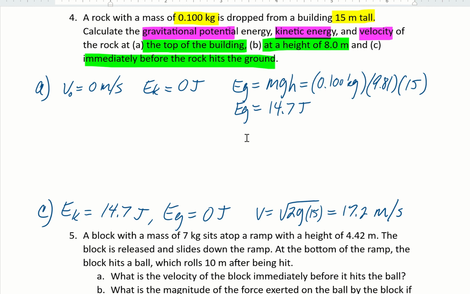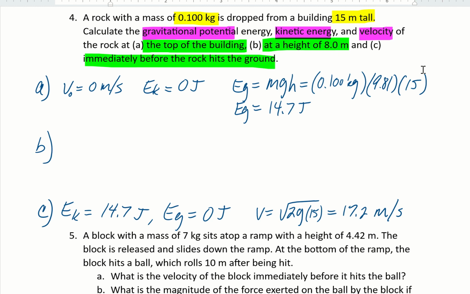You'll get the same answer, and I think I did this on your answer sheet, if you do 14.7 equals 1/2 mv squared. B, we're being asked the gravitational potential energy, the kinetic energy, and velocity at a height of 8.